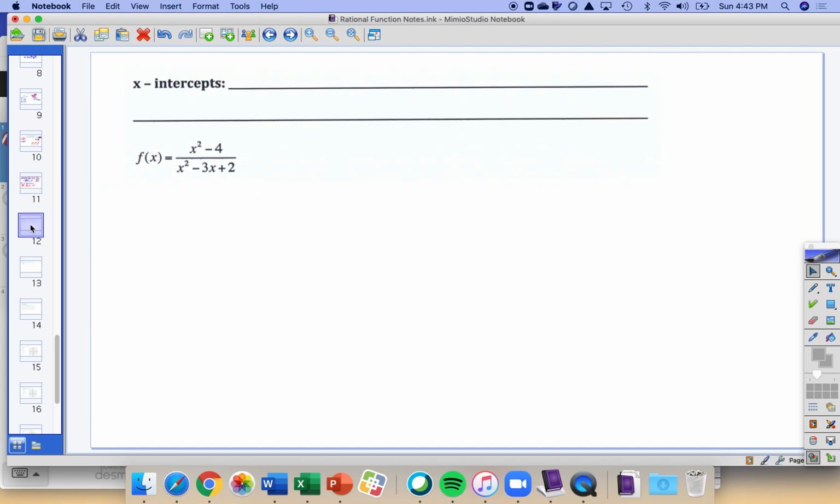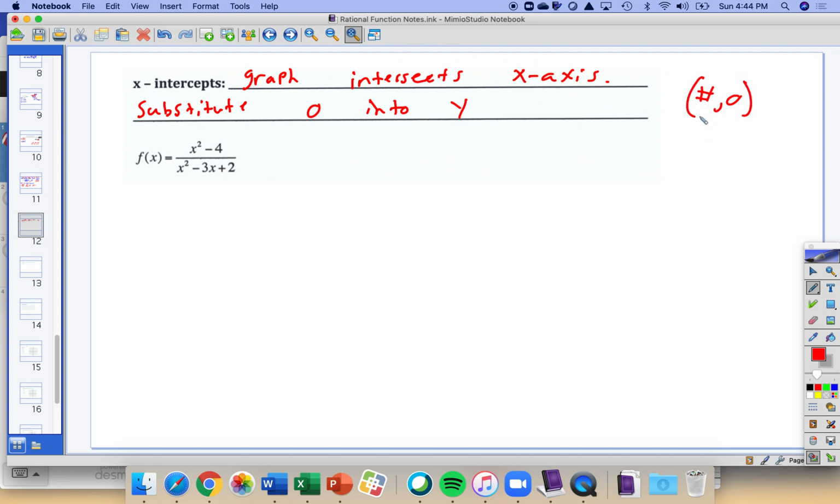The next characteristic is x-intercepts. You guys know what x-intercepts are. It's where the graph intersects the x-axis. You can find this by substituting 0 into y, because every single x-intercept is a number, comma 0. Right? This is a point, the number, comma 0.